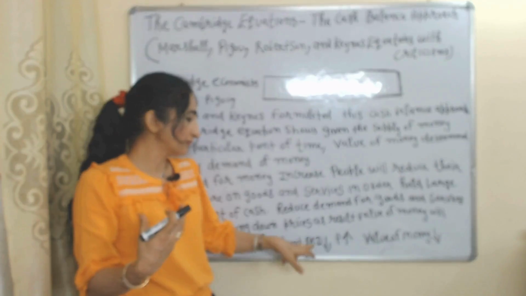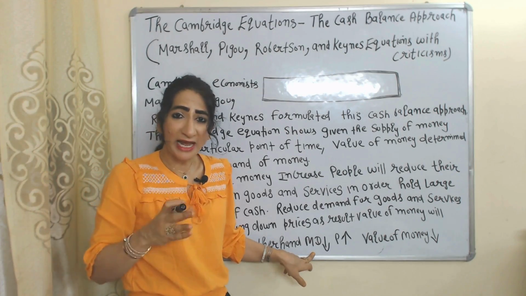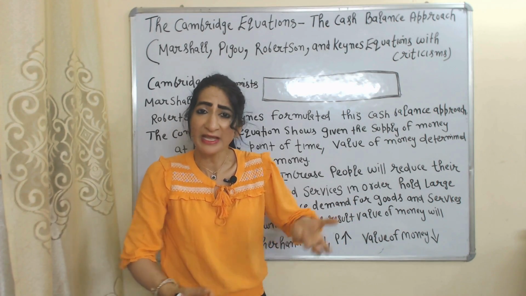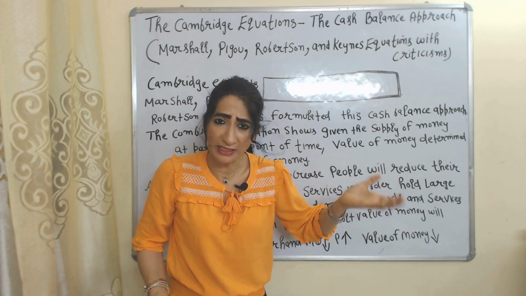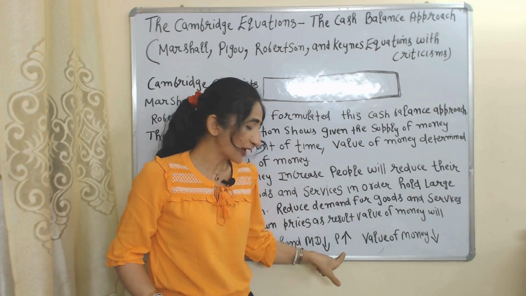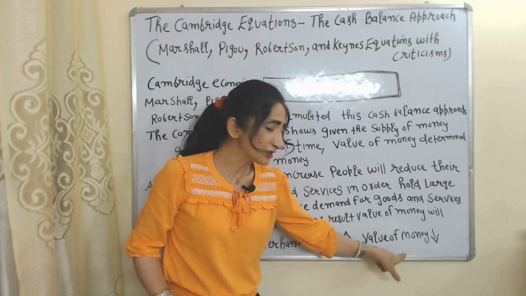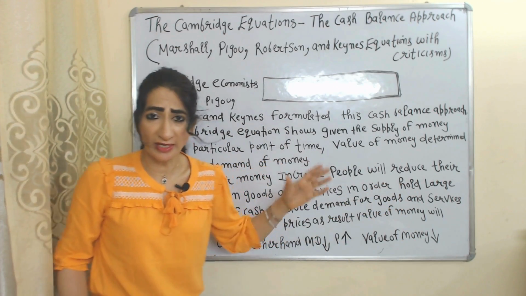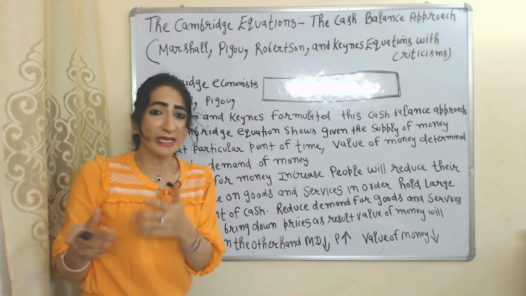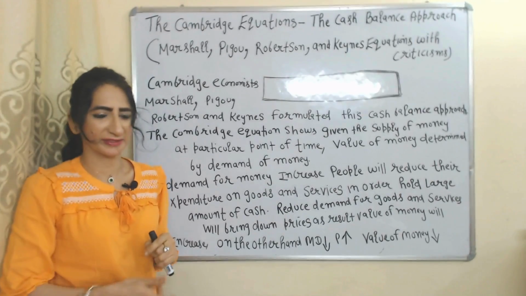On the other hand, when money demand falls, that means people increase their expenditure on goods and services. As a result, demand for goods and services increases, and their prices also increase. Eventually, the value of money falls. So here you can see that at a given money supply, the value of money is mainly determined by money demand.